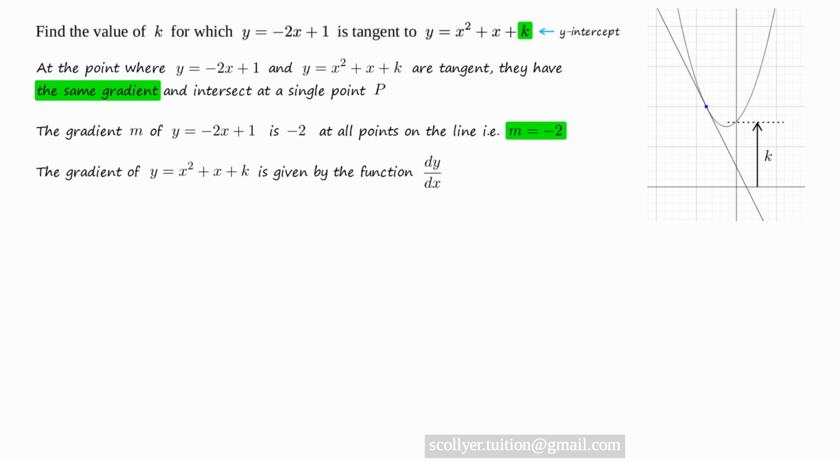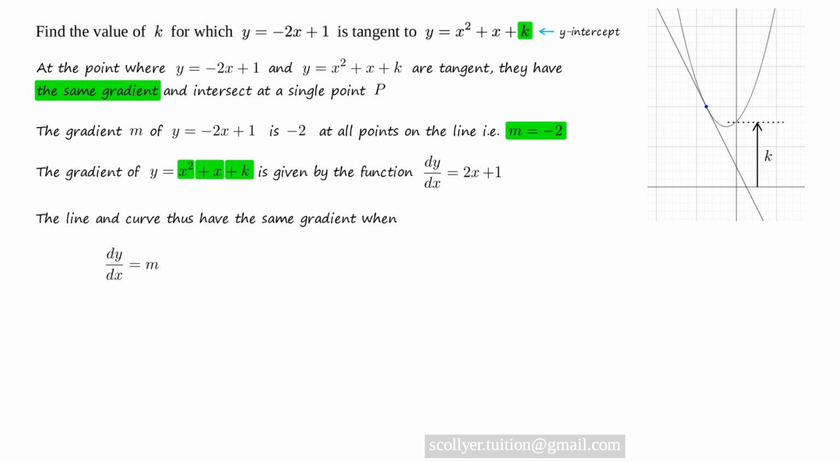and to find the gradient of y equals x squared plus x plus k, we find dy by dx for that function. So we have that dy by dx equals the derivative of x squared, which is 2x, plus the derivative of x, which is 1, plus the derivative of k, which is 0. So dy by dx equals 2x plus 1.